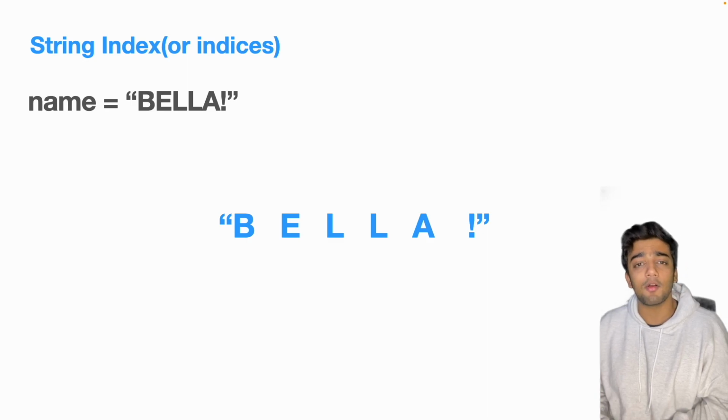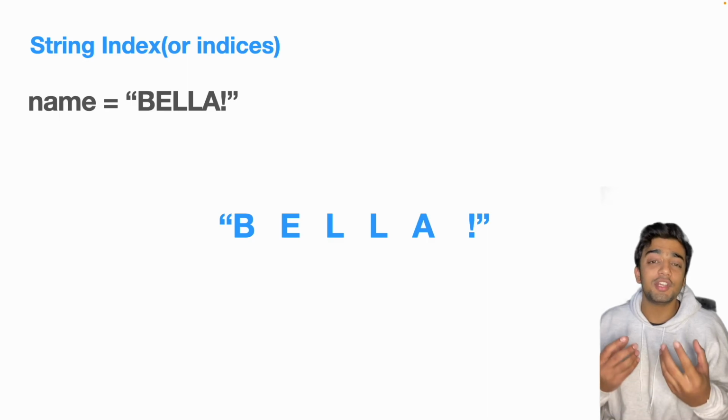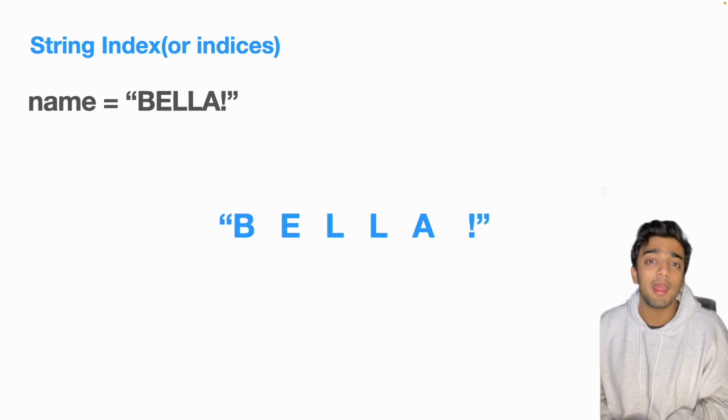Let's say we have a variable called name and we're storing the name Bella with an exclamation mark in it. Now we know that Bella with an exclamation mark is a string because it's written within double quotes. So how would you name the position of each character in the string? For example, if I asked you at what position is the A in Bella, what would you say? You'd possibly say that B is at position 1, E at 2, L at 3, the other L at 4, and the A at 5. But that's not really true.